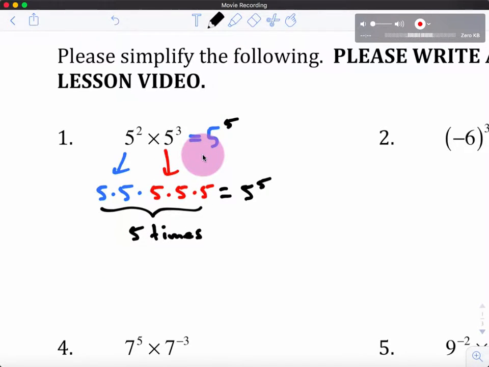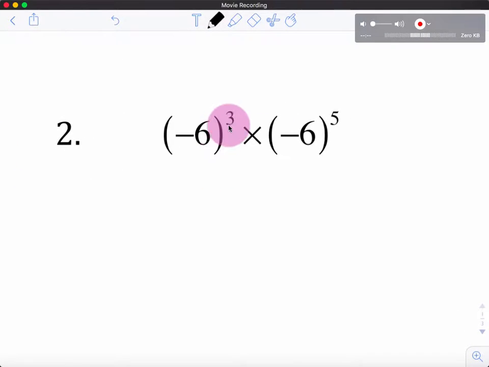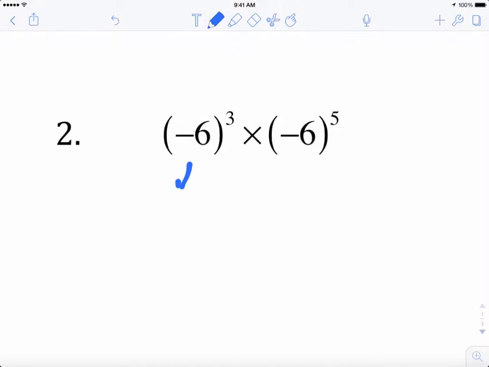But this is the property that we're going to hone in on right now. What happens when we have two exponential expressions, the same base, being first multiplied by one another or perhaps divided by one another? So let's do another example and see what happens. So here we have a base of -6, so -6 to the third power, multiplied by -6 to the fifth power. Well, I think we know what -6 to the third power is. That's just -6 times -6 times -6.